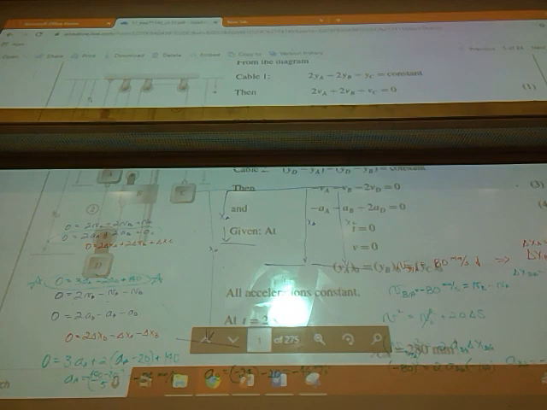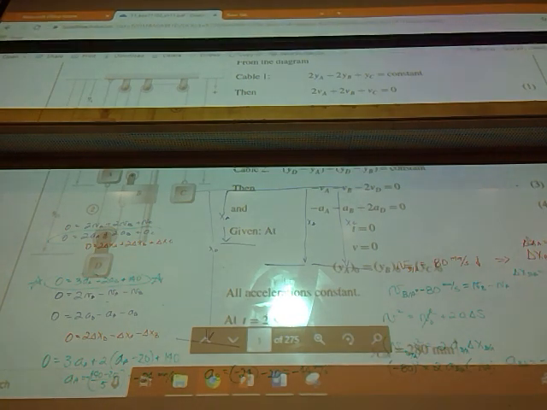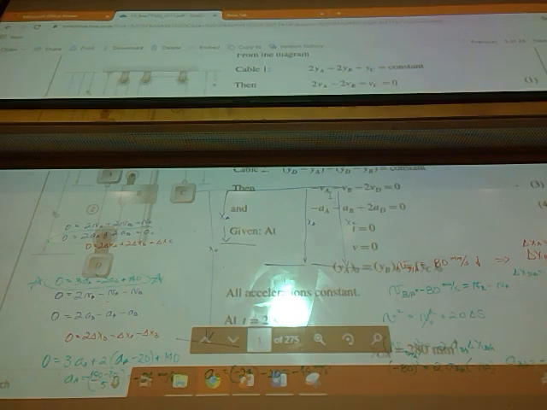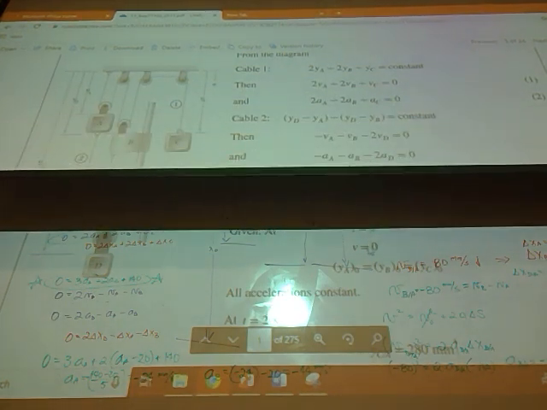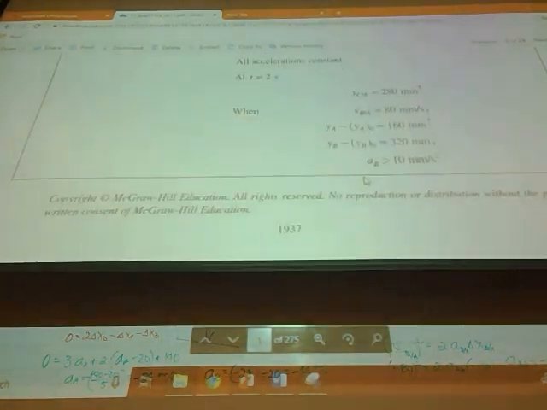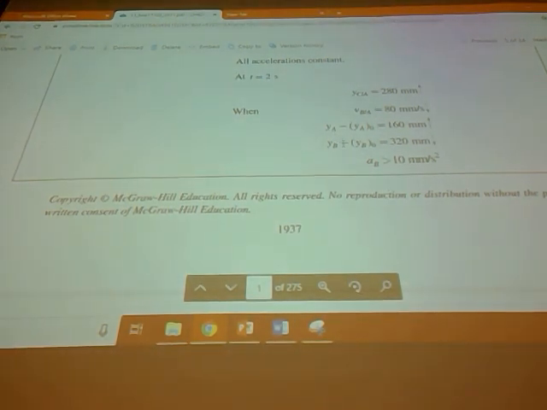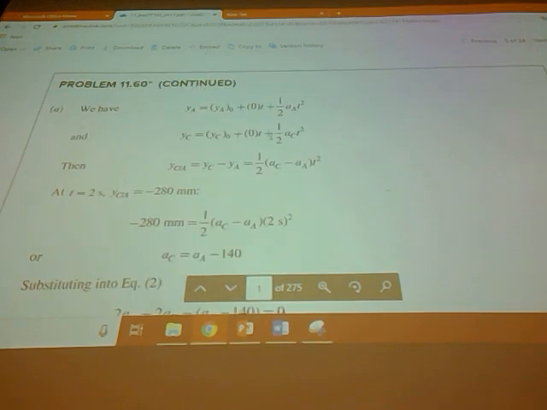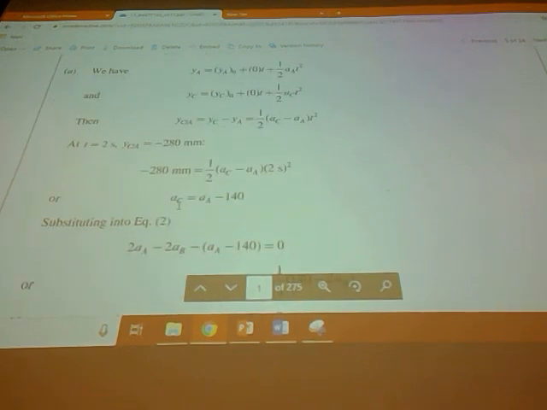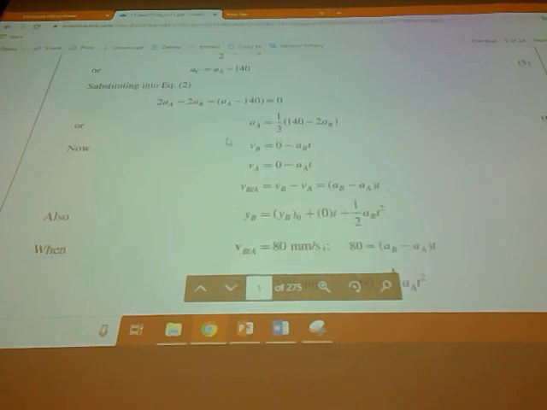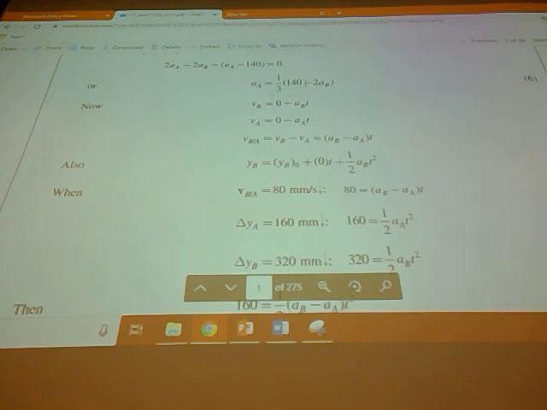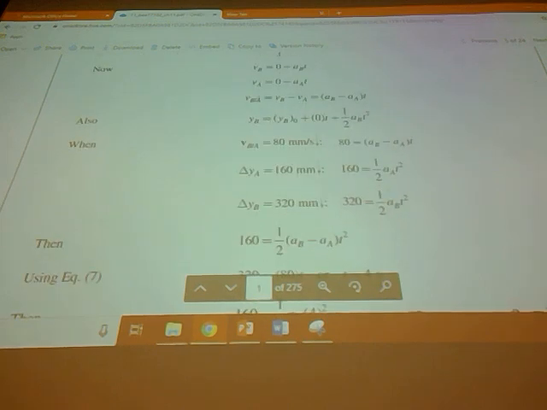All right, so it did the same thing as me. It's going to be hard to read. They made it all wise. They got 280, got AC equals AA minus 140. They shoved them in here. And we got the velocity.